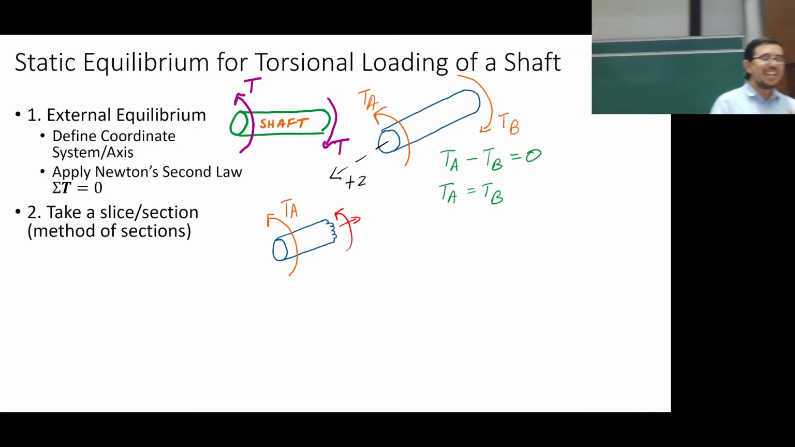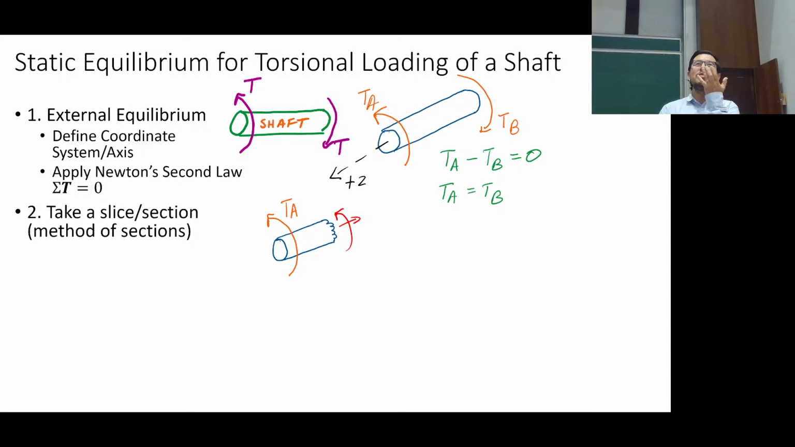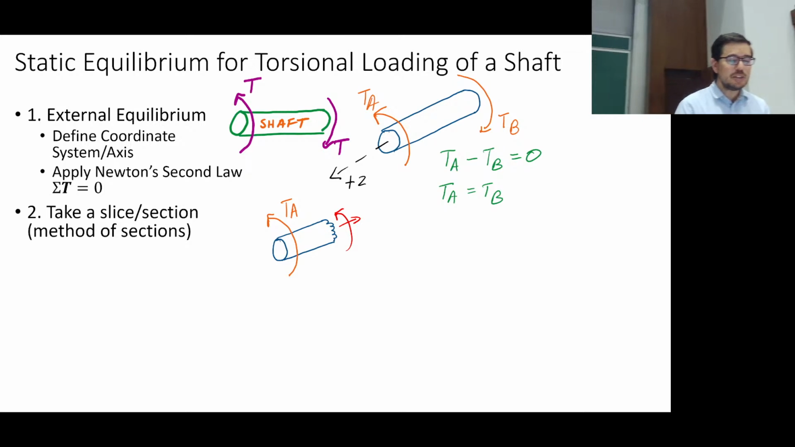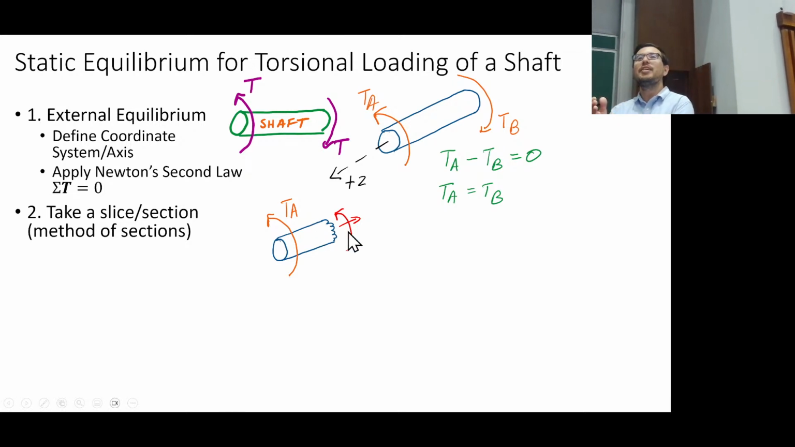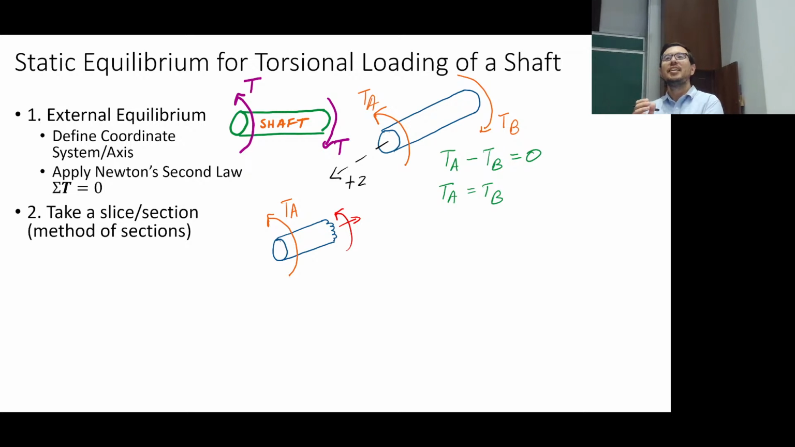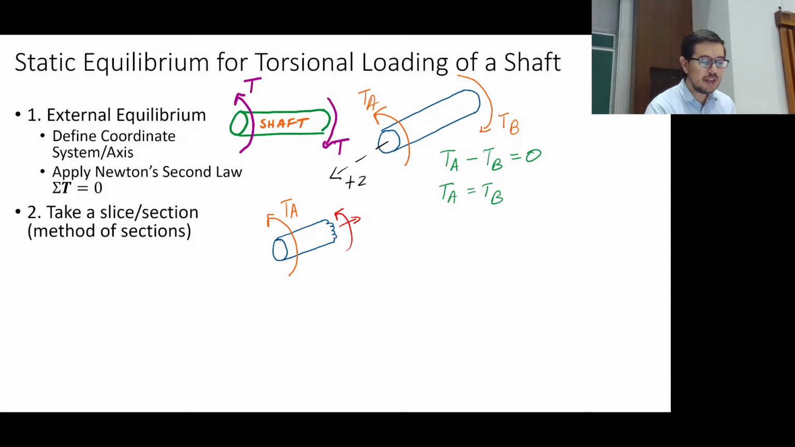Okay? And in reality, in this problem, that would not give you the wrong magnitude, right? Because we know you have an intuition, right? What is the magnitude of the internal torque? TA, right? That's the magnitude, right? It's just going to be the same, okay?